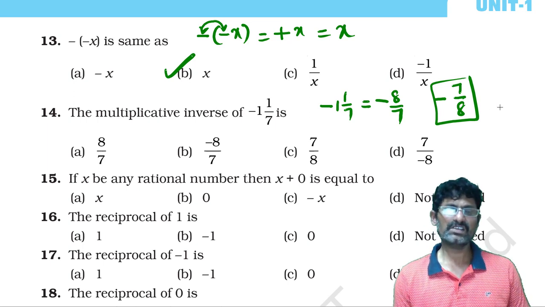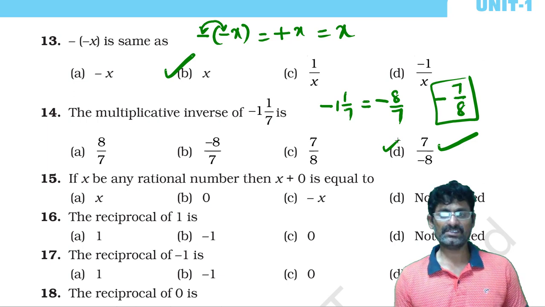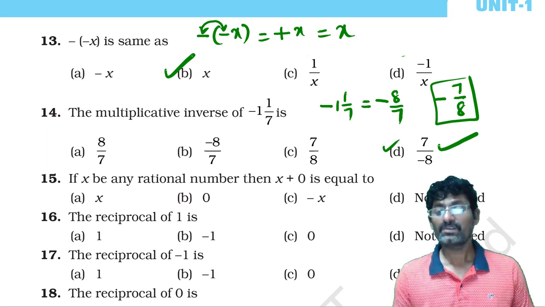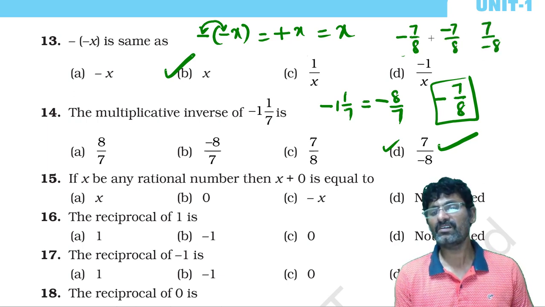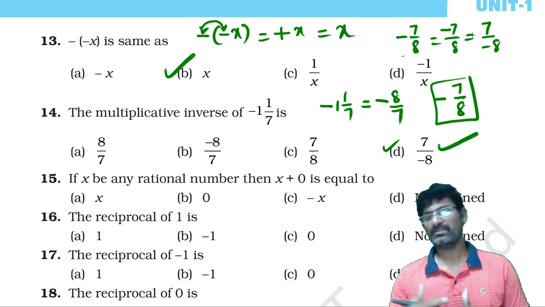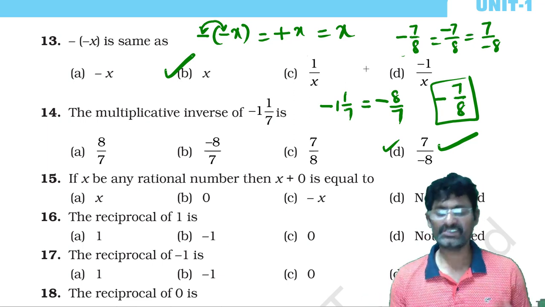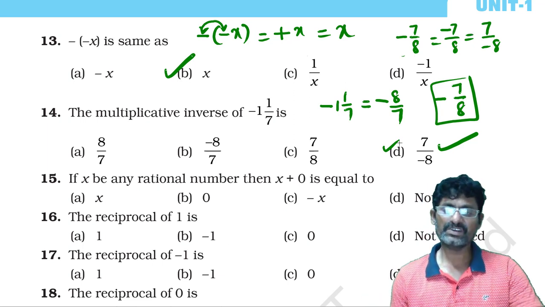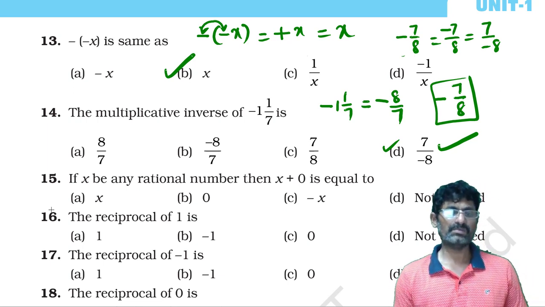So what is the correct answer? We have option D. So option D is the correct answer. Be sure negative 7 by 8, negative 7 by 8, 7 by negative 8, all are equal. We can use the negative sign anywhere, whether in the numerator or in the denominator or for the entire fraction. So option D is the correct one in this case. Now let us go to the 15th problem.